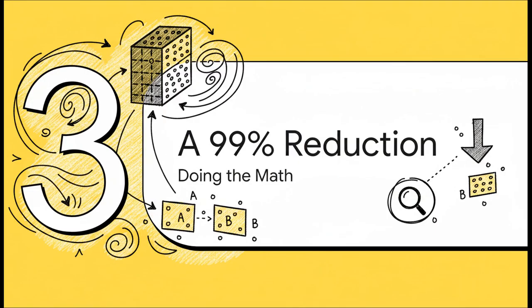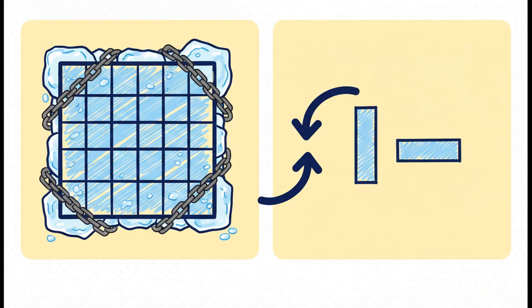Section 3, a 99% reduction. Let's actually do the math on how this 99% reduction works, because it's fascinating. We need to see exactly how these tiny adapter matrices can possibly mimic a giant multi-million parameter matrix. See, we need our two tiny matrices to output a mathematical shape that perfectly matches the massive 10,000 by 10,000 grid. Why? So they can be smoothly added together at the very end of the process.